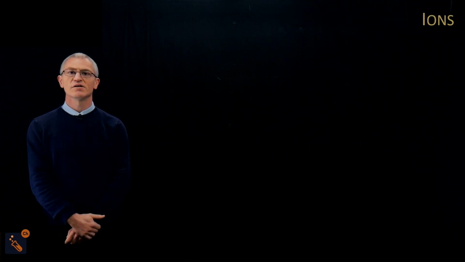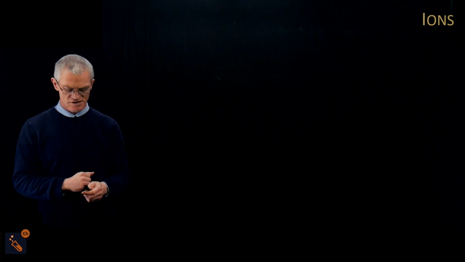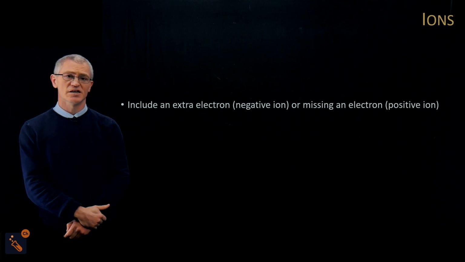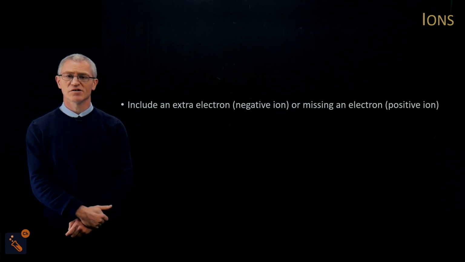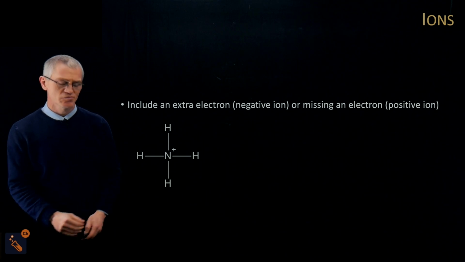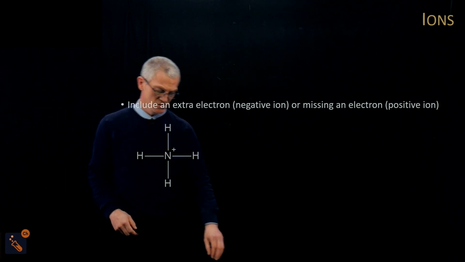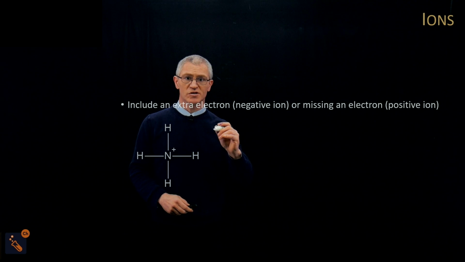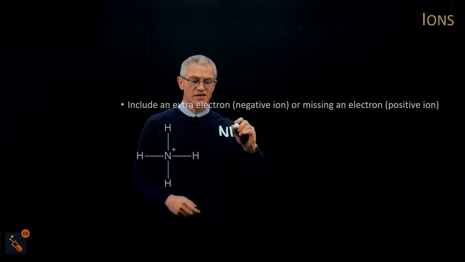We're now going to look at ions and how to recognize bond angles in ions. Now normally the ions include an extra electron or are missing an electron. They don't get any more complicated than that. The first one we're going to do is going to be this ammonium ion. Now ammonium is normally presented to you as NH4+.